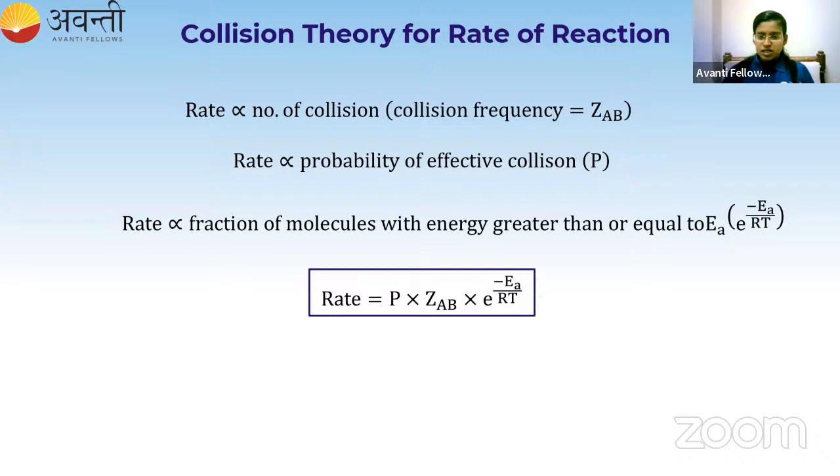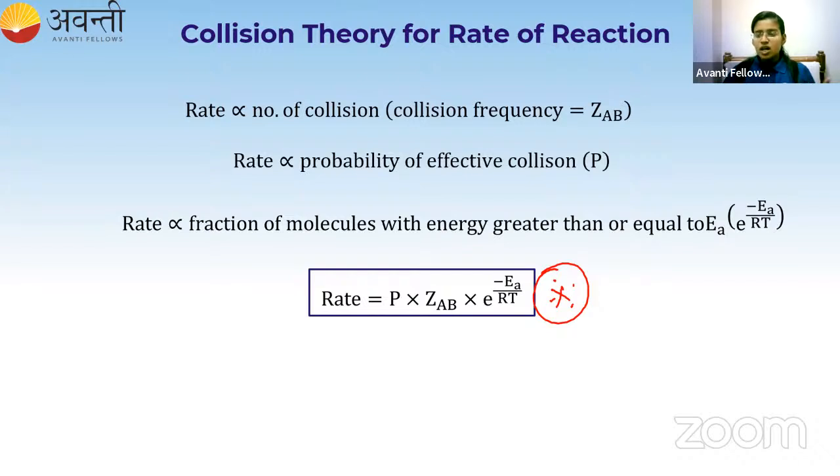So this is the equation, the formula we are learning from the collision theory. Rate is equal to P into ZAB into e power minus EA by RT, where P is the probability of effective collision and ZAB is the collision frequency.